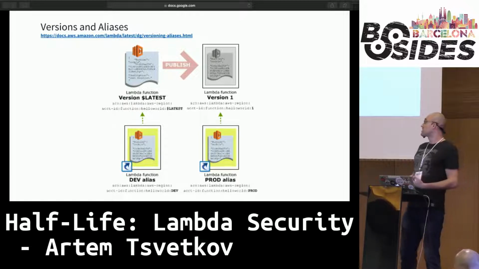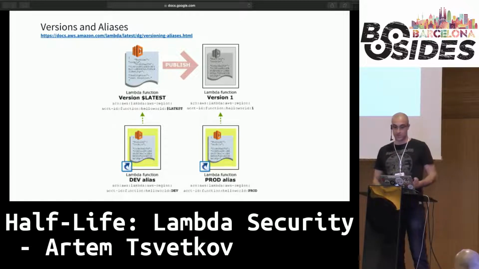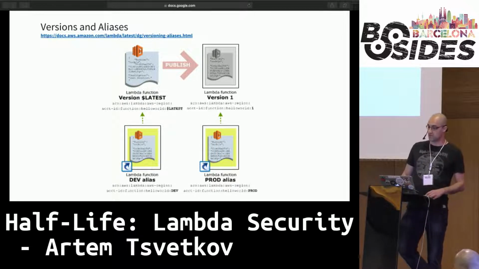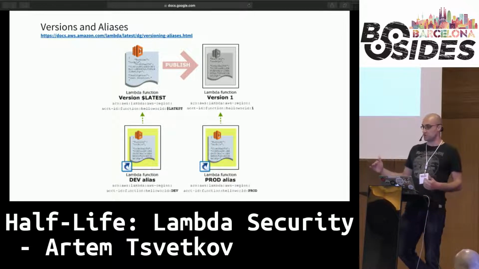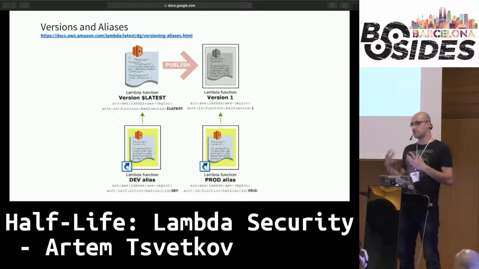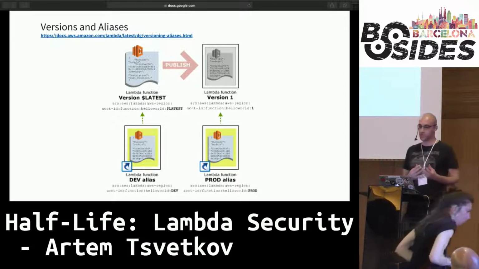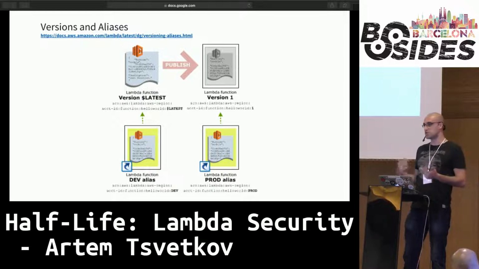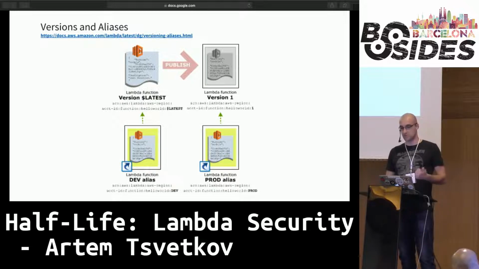So the way Lambdas work is that they have versions and aliases, and basically this means that you can publish multiple versions of your Lambda and create these human-readable tags called aliases to each individual version, and that way you can have one version in production, one version in development, and seamlessly switch these once they're ready to be taken to production.